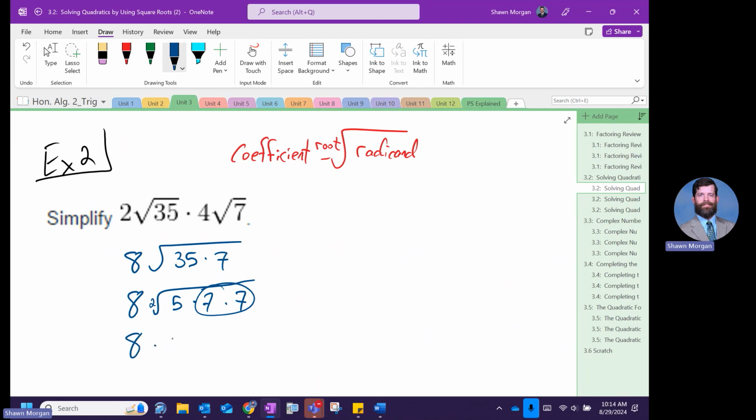8 was the coefficient. You write it once. 7 got out of jail. Sorry, 5, you're left in jail. And so what does that wind up equaling? 56 square root of 5.